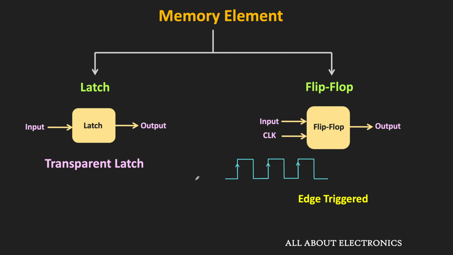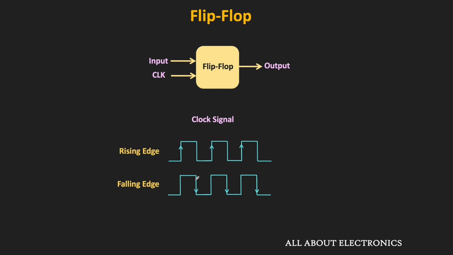On the other hand, if you see the latch, then it is the level triggered memory element. Now this flip-flop can respond to the input either at the rising edge or the falling edge of the clock signal. So if it responds to the input at the rising edge, then it is called the positive edge triggered flip-flop. On the other hand, if it responds to the input at the falling edge of the clock, then it is called the negative edge triggered flip-flop.